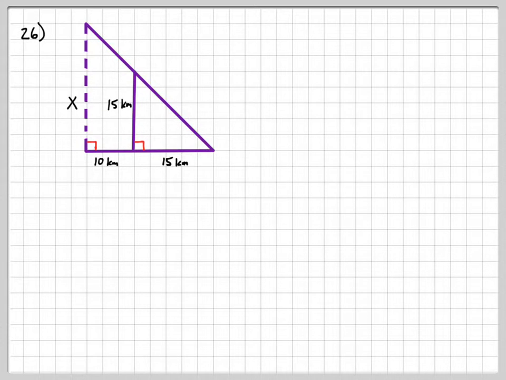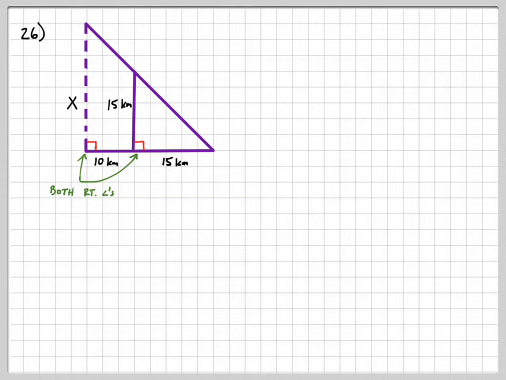Alright, so our first step was to again identify how we know these triangles are similar. And in order to do that, I need two sets of congruent angles. Well, one set I can see are right here, and I can just say that these are both right angles, or I could say all right angles are congruent, somehow indicating that I understand those angles match up.